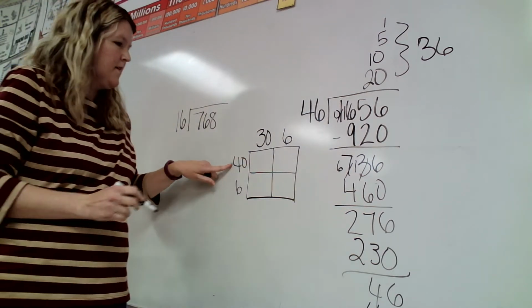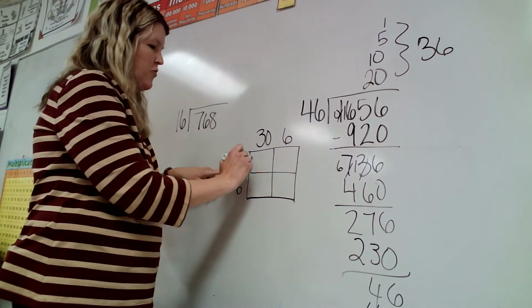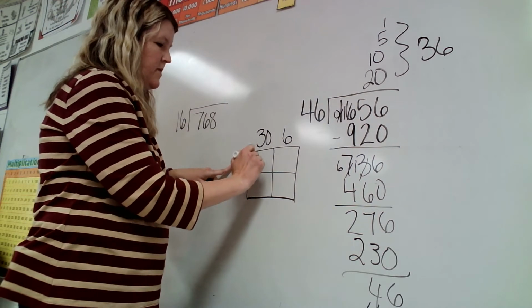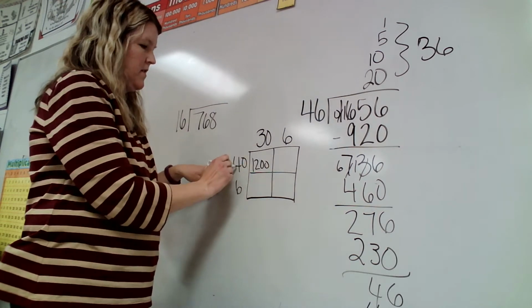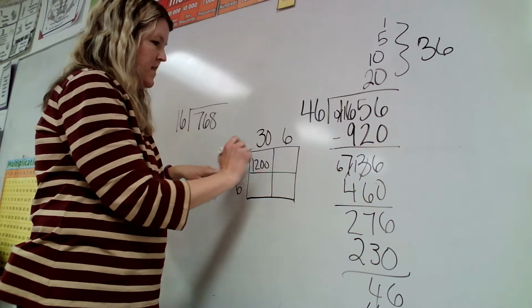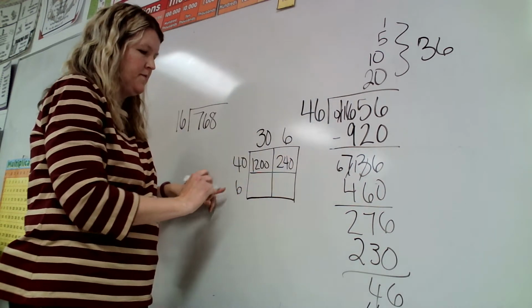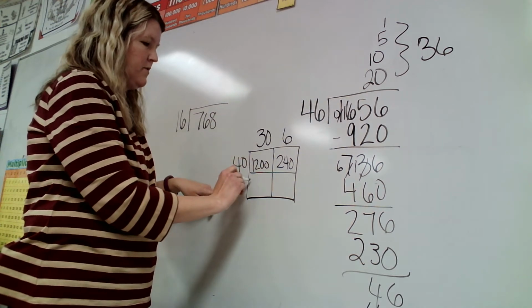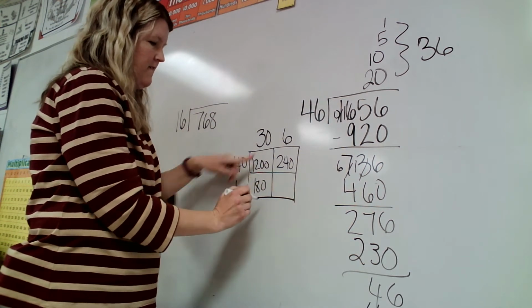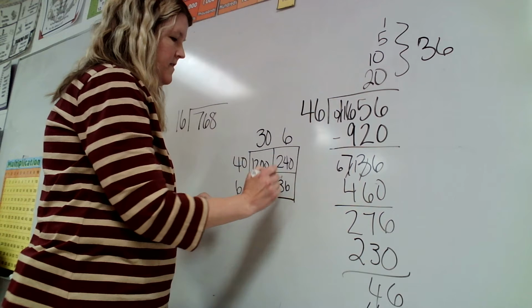So then I've got 4 times 3 is 12. So 40 times 30 would be 1200. 40 times 6, 4 times 6 is 24. So 40 times 6 is 240. Then 6 times 30 would be 180. And then 6 times 6 is 36.